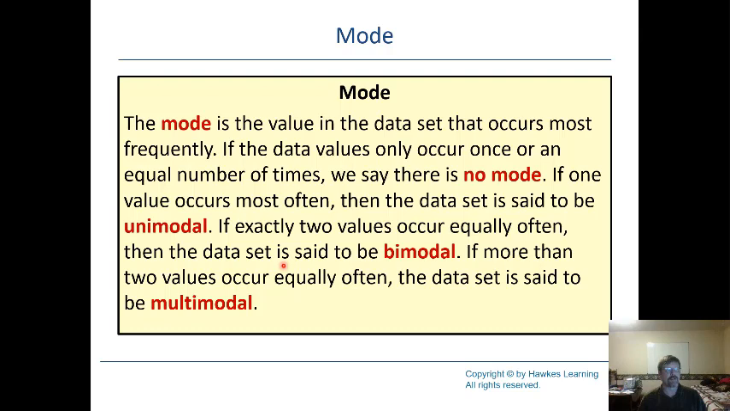If every value occurs only once, or an equal number of times, there is no mode. If only one value occurs most often, it is unimodal, uni for one, like unicycle. If two values occur equally often, it's bimodal, like bicycle, bi for two. If more than two occur equally often, the set is said to be multimodal.